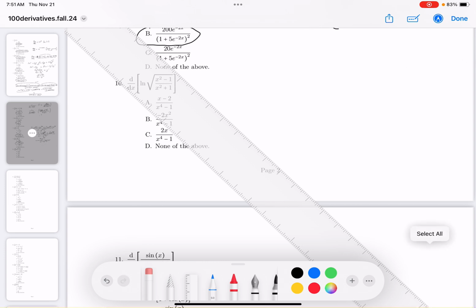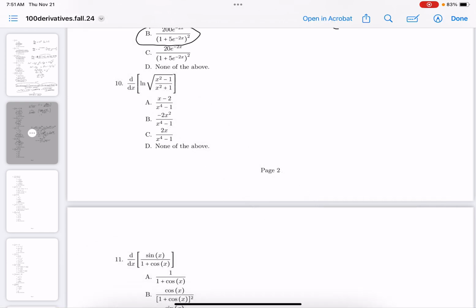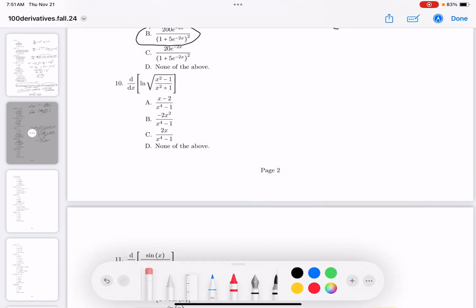Got the ruler out too. Let me just, for some reason, I have to do this again. Sorry about that.